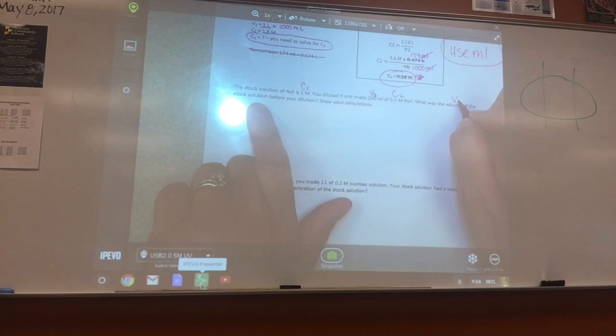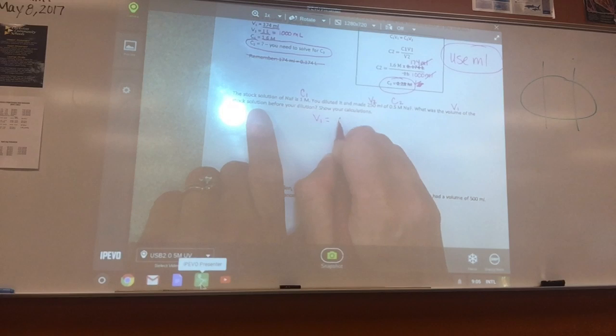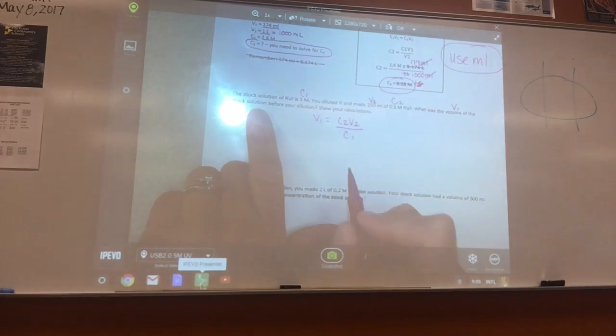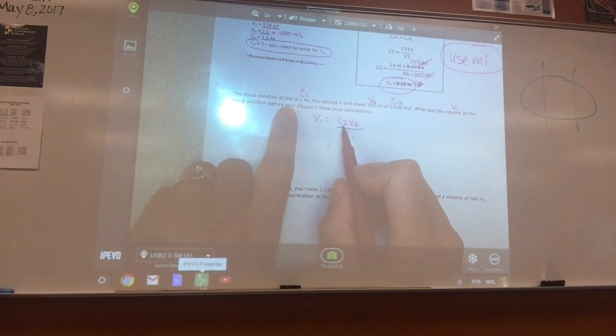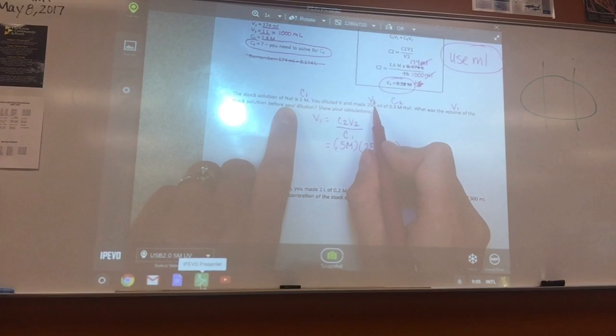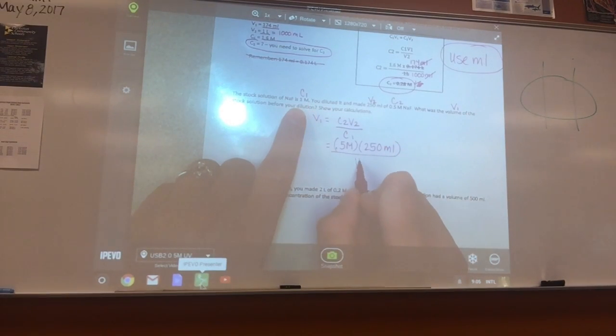So we're solving for V1. If we manipulate the equation, this is what our equation looks like then. V1 equals C2 V2 divided by C1. So C2 is 0.5 molar. V2 is 250 milliliters. We're going to use milliliters, so that's good. It's already in that format. Divided by C1, which is 1 molar.